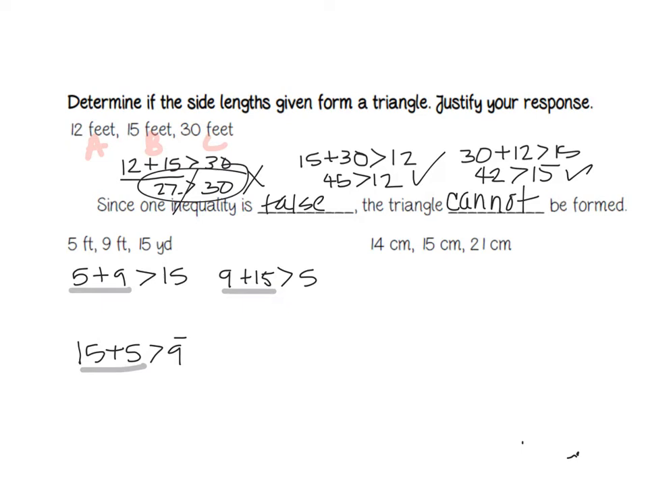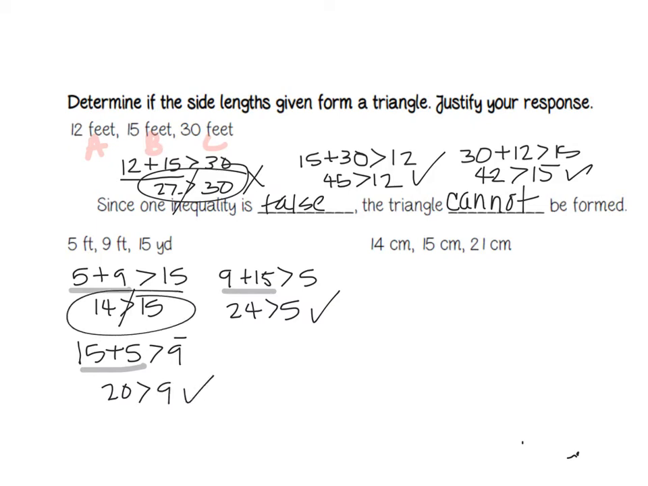So 5 plus 9 is 14, greater than 15, not true. 9 plus 15 would be 24, greater than 5, that one's true. And this would be 20 is greater than 9. That one's true, but since we have one false one, this is not a triangle.